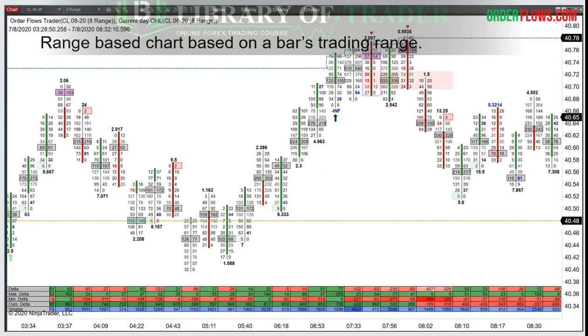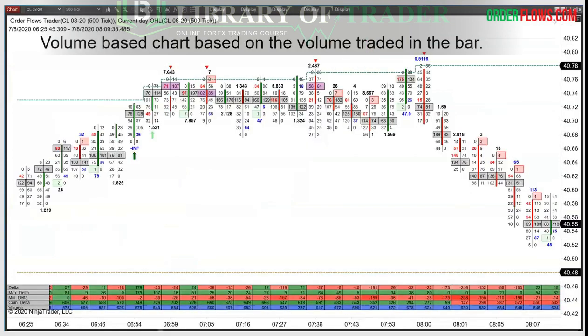So for example, range-based charts, right? Range-based charts based on price movements. This is an 8-range chart. I'm very comfortable on an 8-range chart, on a 4-range chart. Okay, I'm very comfortable on range-based charts.